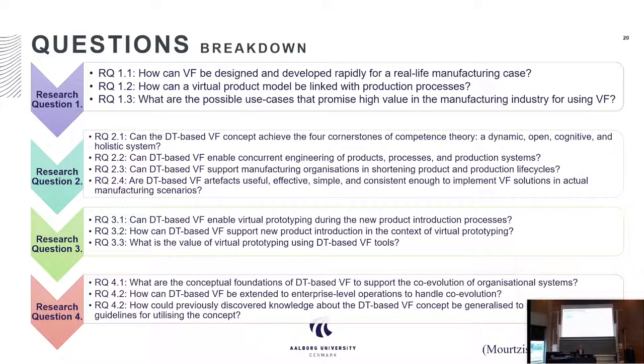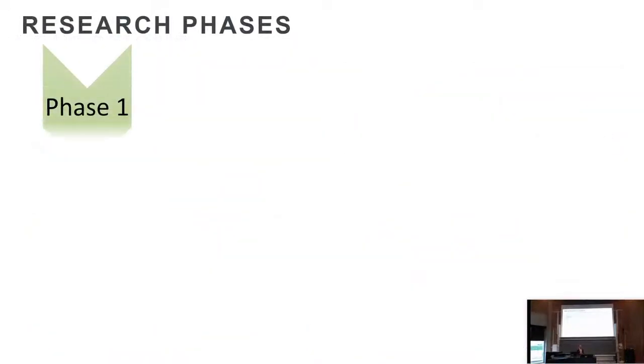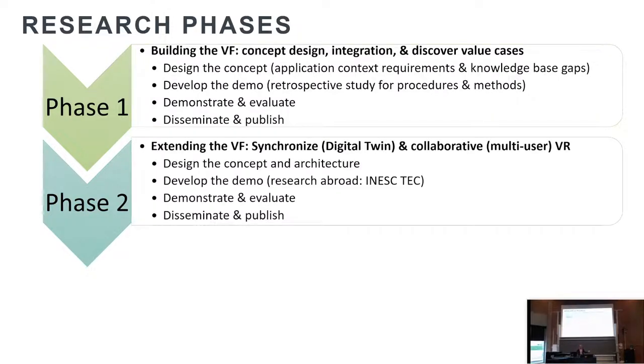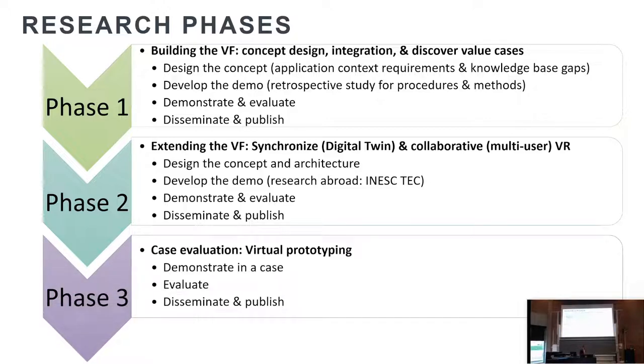We had three phases, and in each phase we simply had the same processes: design, develop, demonstrate and evaluate, and disseminate what you find out. The first phase focused on building the concept and developing it in the industrial case and seeing where the values are. In the second phase, we thought we needed to extend the technological capabilities with digital twin and multi-user VR. And in the last phase, we tried to put it in the specific case of virtual prototyping for NPI.